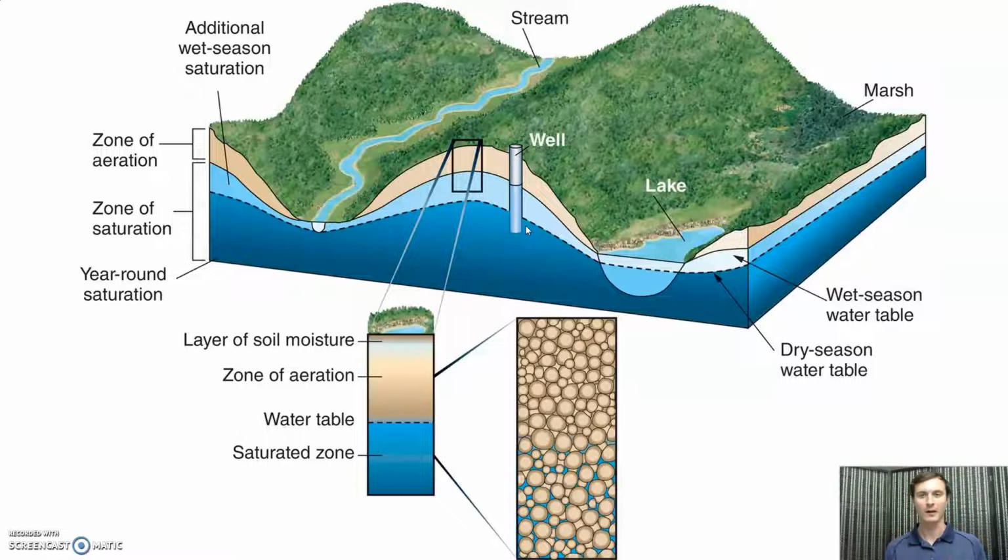And I also want to zoom in really quickly here. What is going on at the small scale? What happens when we zoom in? So we have our ground surface. We have our layer of soil, moisture, water vapor, which the soil contains in it. We have the zone of aeration. In other words, this is air that's locked in these pore spaces between the particles. And as we get down to the water table and beneath, the pore spaces are filled with water.